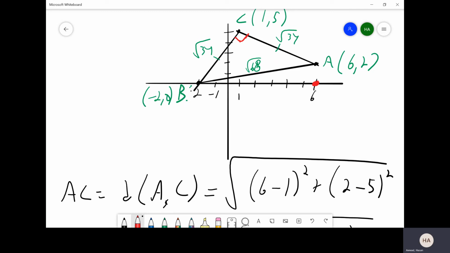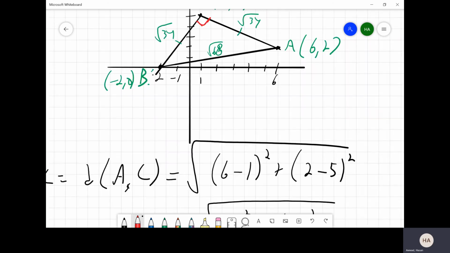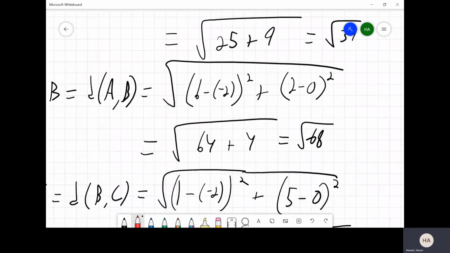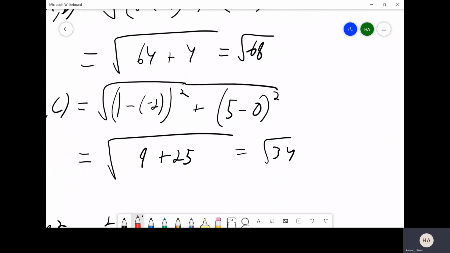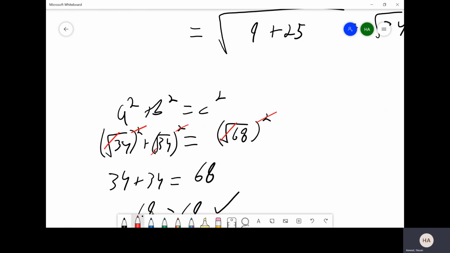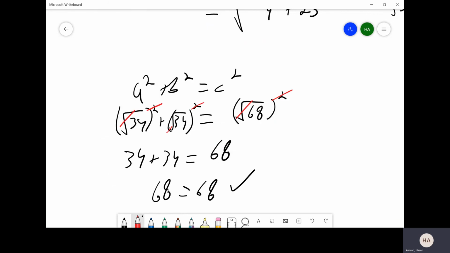But because there's also movement in the y direction, it's going up, right? Then we have to use the real distance formula, which is the square root of the components being subtracted and squared, and then added together. So in this case, we did it 3 times. We found that we had the square root of 34 twice for our legs. We had the square root of 68, and because that was the longest side, we use that for our hypotenuse. We plug it into our Pythagorean theorem, a squared plus b squared is equal to c squared. And since we got the same thing on both sides, we can conclude that triangle ABC is a right triangle.